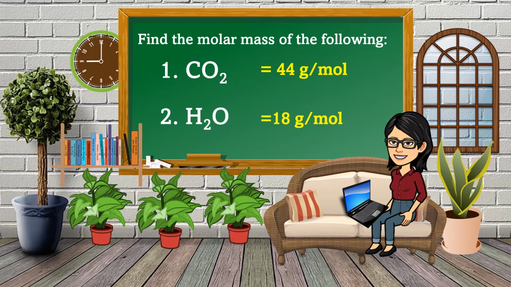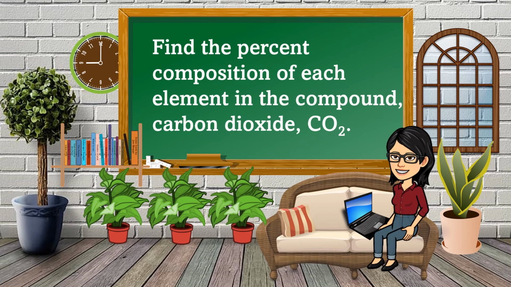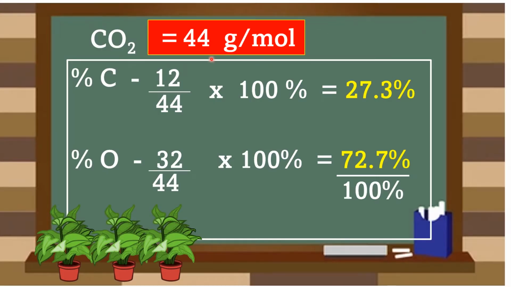So, the molar mass of carbon dioxide is 44 grams per mole, and for water, we have 18 grams per mole. I hope you got it all correct. Now let's try to find the percent composition of each element in the compound carbon dioxide or CO2. In determining the percentage composition of a compound, let us solve first for the molar mass.